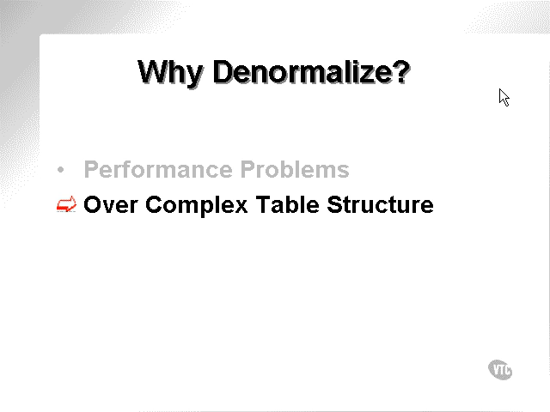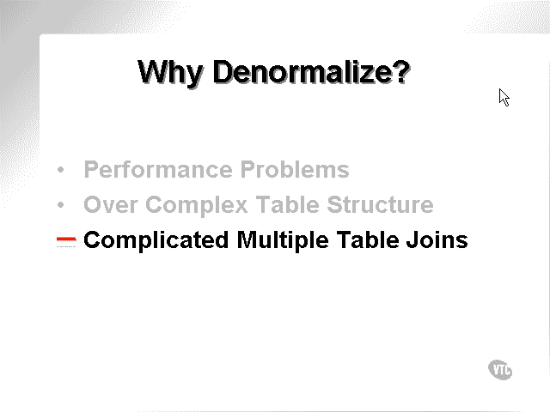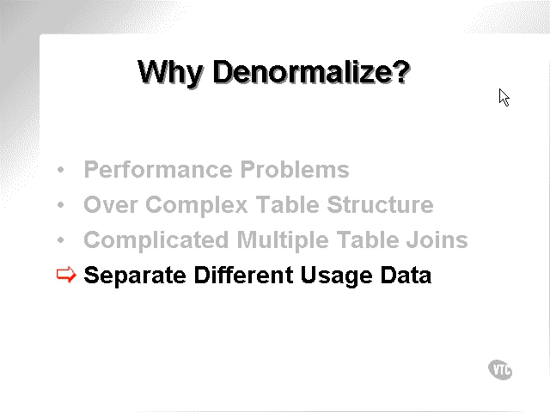Denormalization actually takes a very granular table structure and makes it less granular. In other words, it creates fewer tables by sticking data together to make your SQL statements less complicated and thus faster. Again, complicated multiple table joins. Why denormalize? Because they're very slow. They can be very slow, they can be impossible to tune. They're just very difficult to deal with. Back to separating different usage data in terms of separating active data from large quantities of historical data.